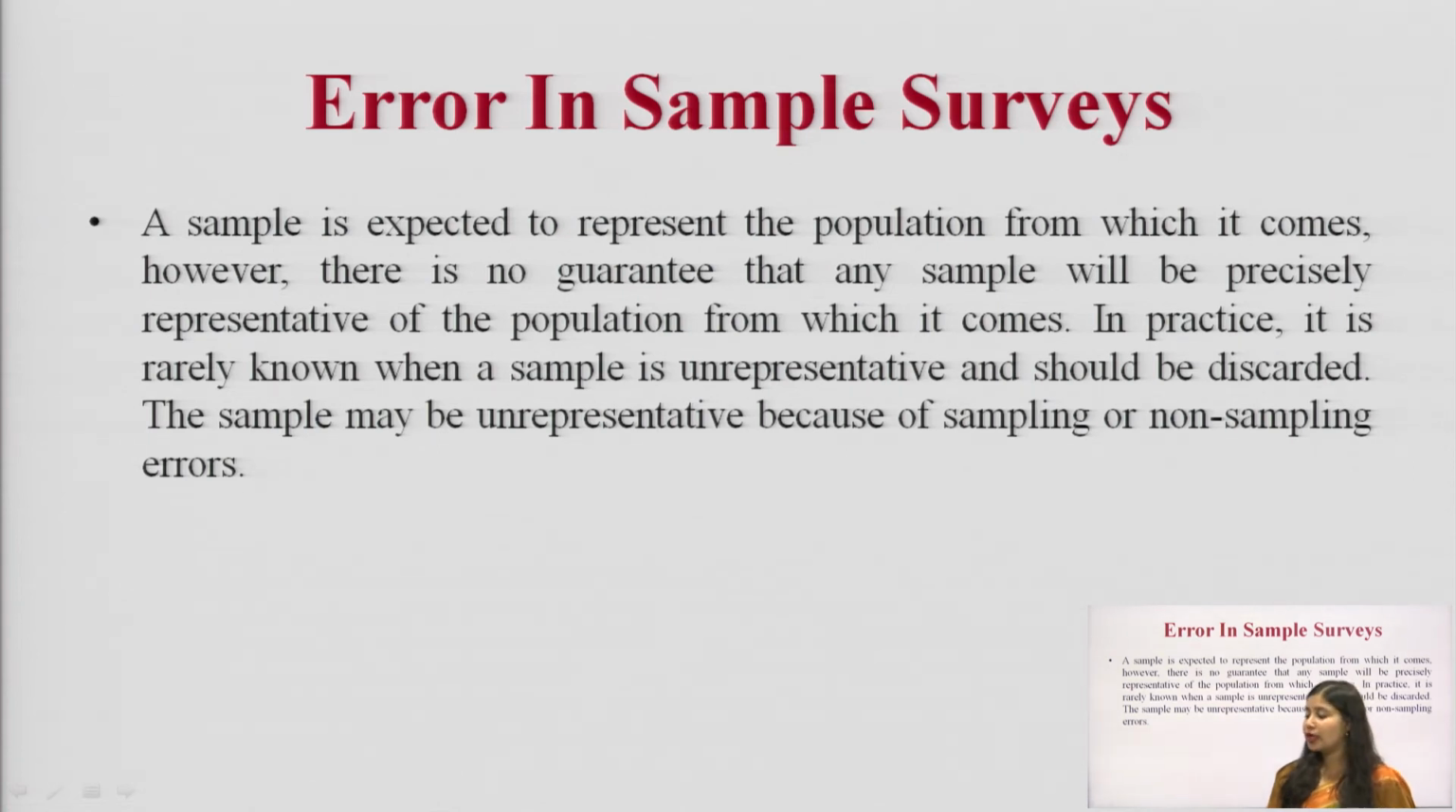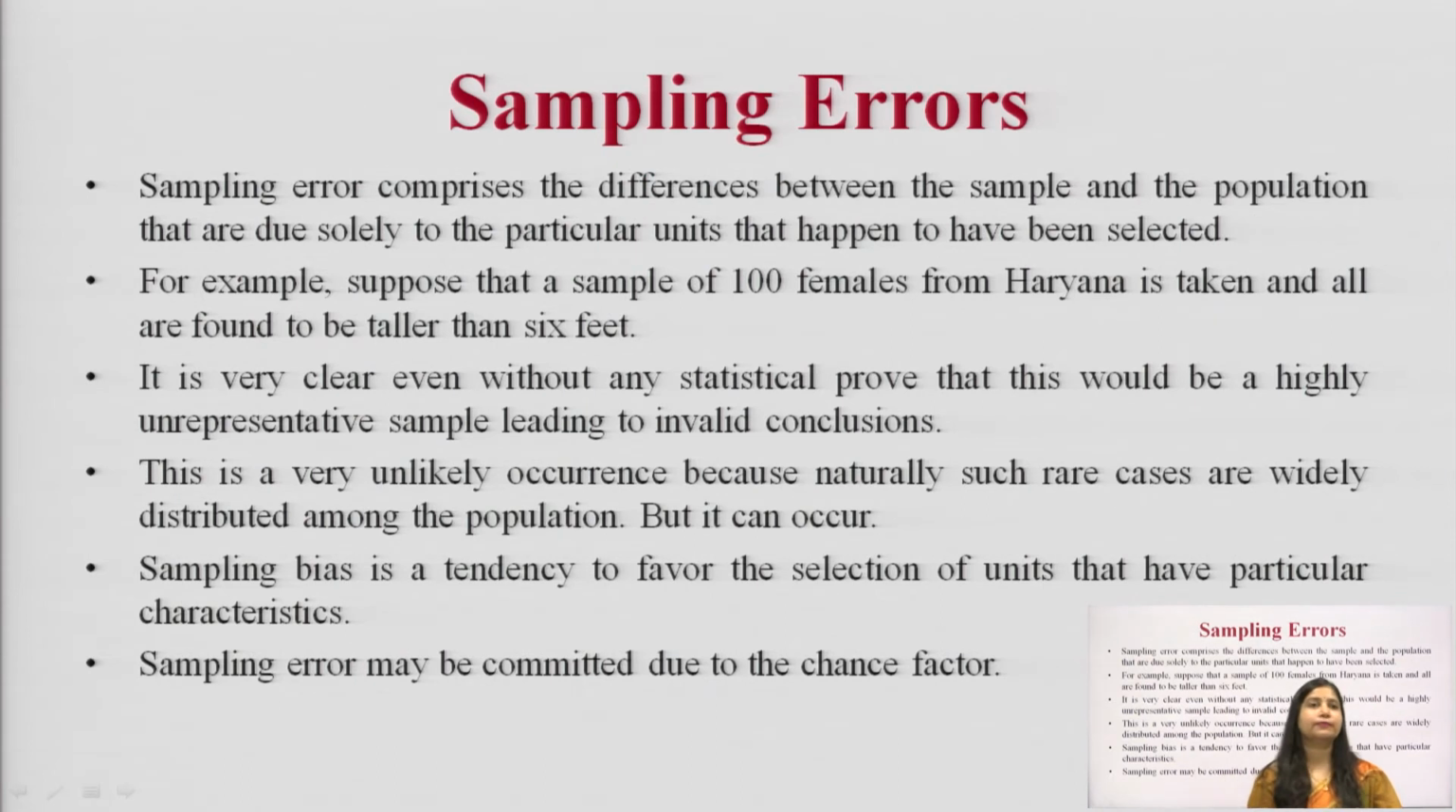Basically, there are two types of error in a sample survey. The first is sampling error. What is sampling error? Sampling error comprises the difference between the sample and the population, meaning the sample we have chosen is not ideal for the population and does not have all the characteristics of the population.